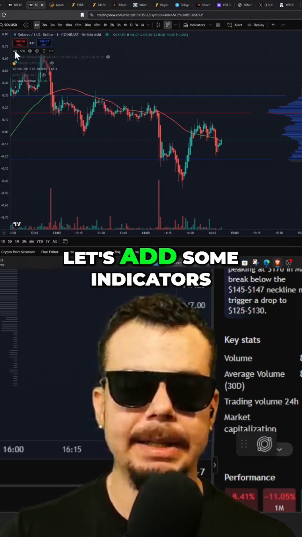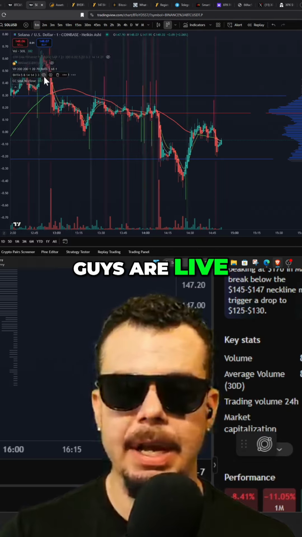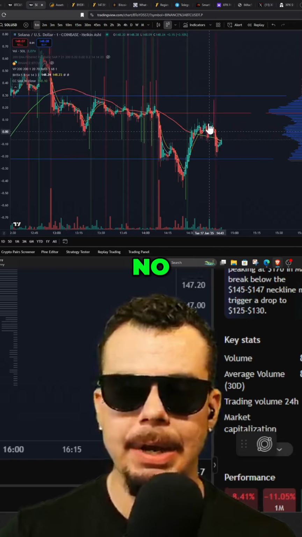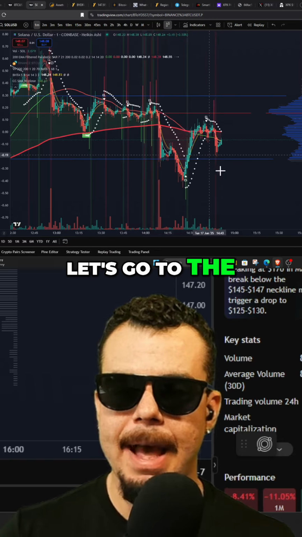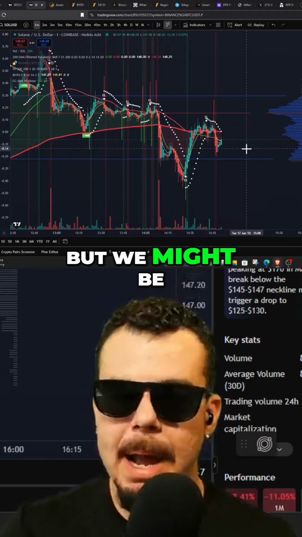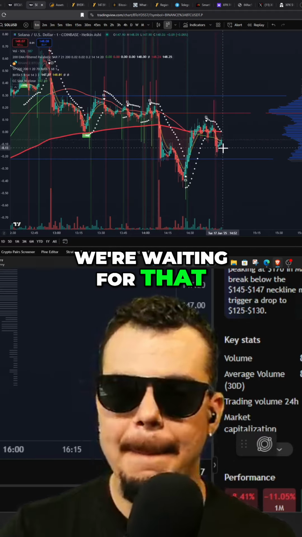Let's see. Let's add some indicators right now while you guys are live. I like to use my TradingView. You see, we still got a sell signal on this 1 minute chart. No buy signal yet. Let's add a little bit more. Excuse me if it gets a little bit loud, but we might be taking a trade live. We're waiting for that buy signal.